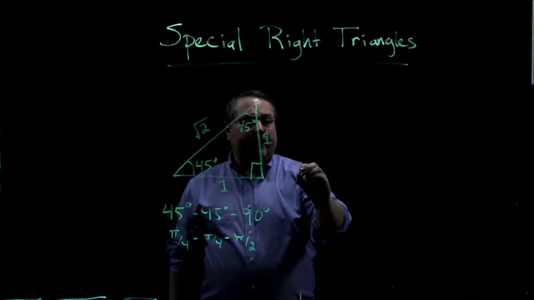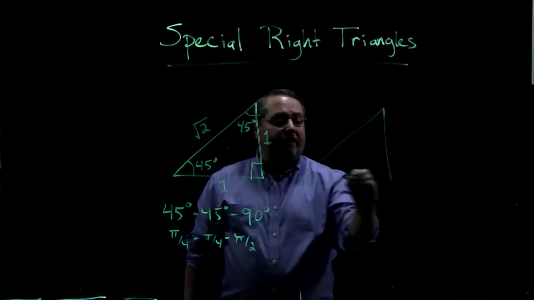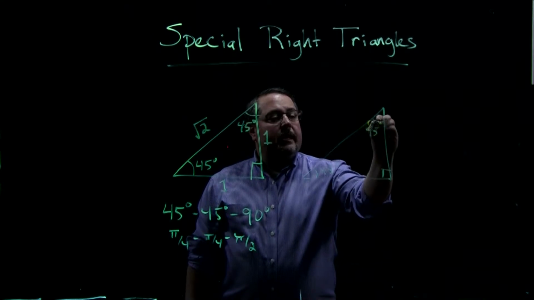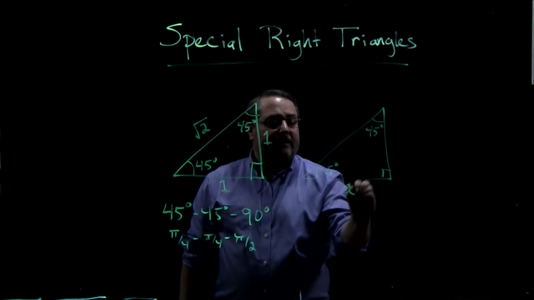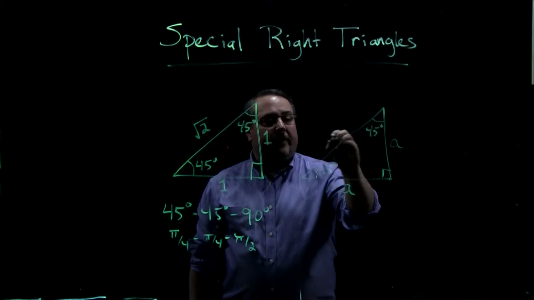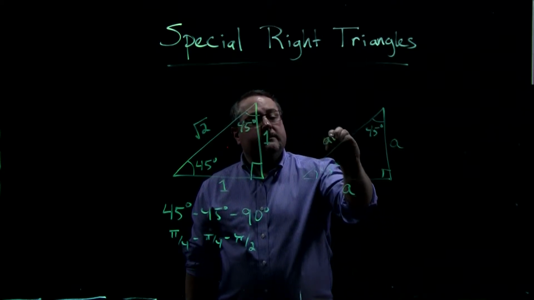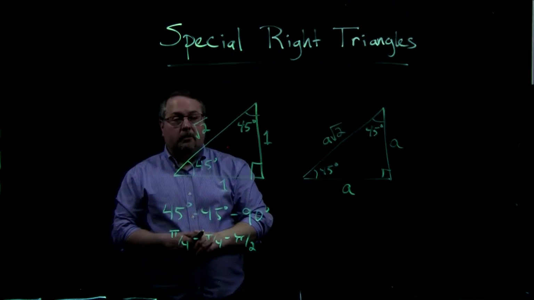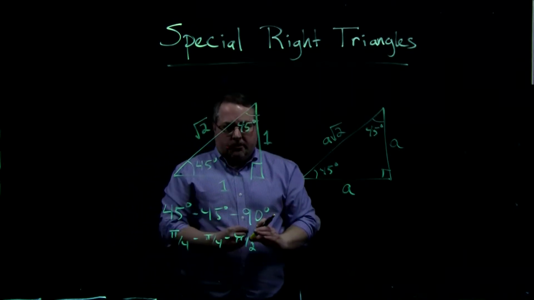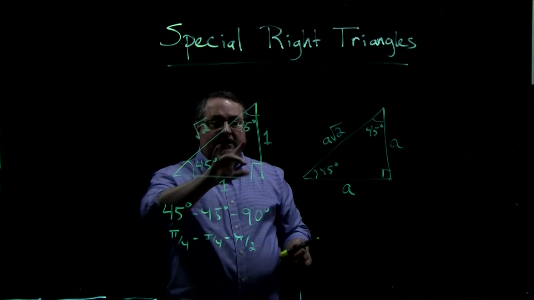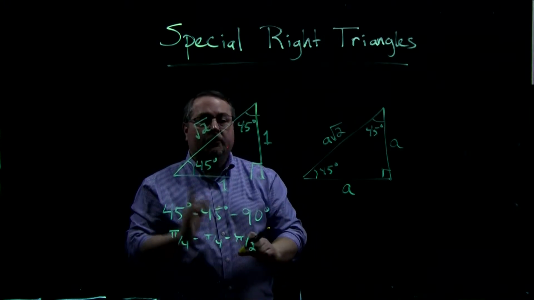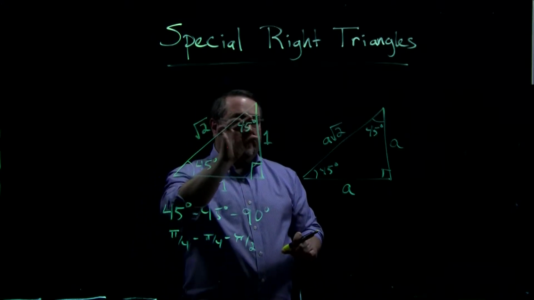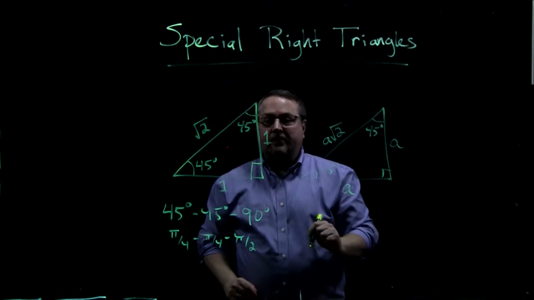Or more generally speaking, if we have a 45, 45, 90 triangle, and one of our legs has length A, then the other leg also has to have length A, and the hypotenuse has to have a length equal to A times the square root of 2. So I'm making two assertions here. The first assertion is that the lengths of the legs in the 45, 45, 90 right triangle are the same. That if one has length 1, the other has length 1. If one has length A, the other has length A.